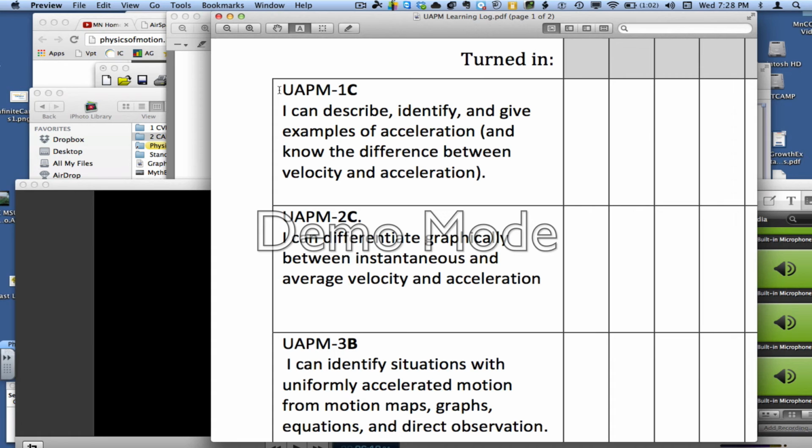We're after uniformly accelerated particle motion, standard number 1, that you can describe and identify and give examples of accelerated motion. So that's what we're working on. That's what this data is getting us closer to. Next up, let's go make a video analysis of a NASA movie.